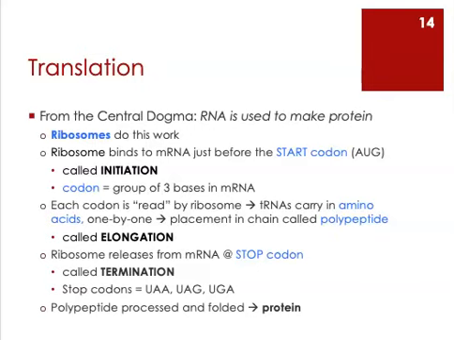Let's move on now and talk about this process called translation. From the central dogma, remember, RNA is used to make protein, and it's ribosomes that are going to do this work in the cell.